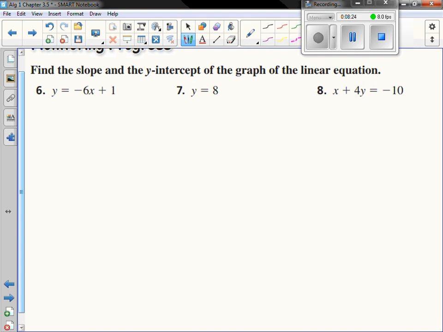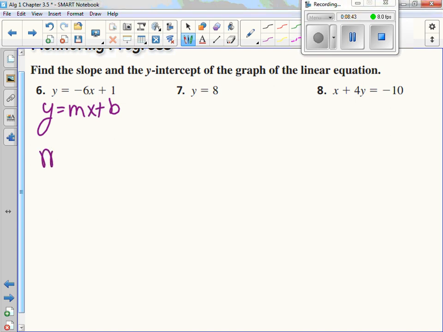So when we look at this first one here, is this in y equals mx plus b form? Yes? So this does look like y equals mx plus b. Yes, the y is by itself and positive, so we can match it up. So what would our slope be for this? Our slope is always going to be the number in front of x. So the number in front of x is negative 6. So the slope for this line is negative 6. Yes?